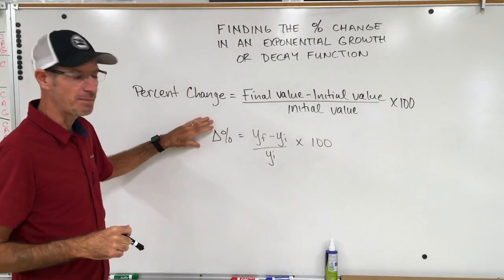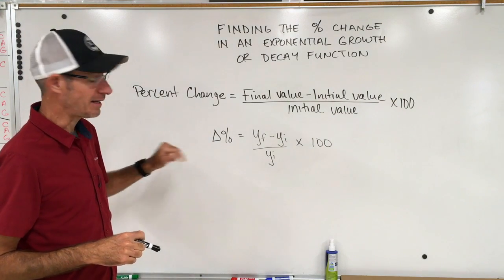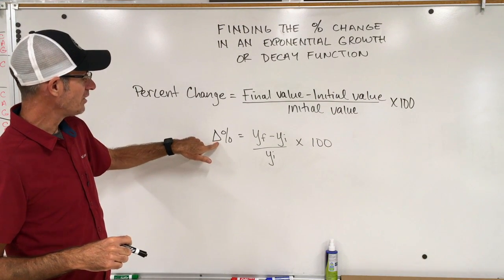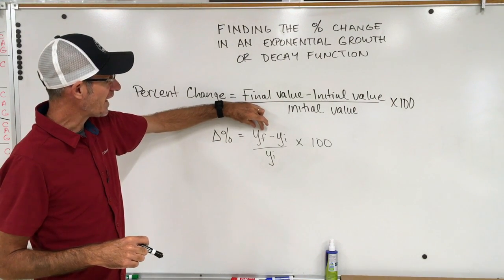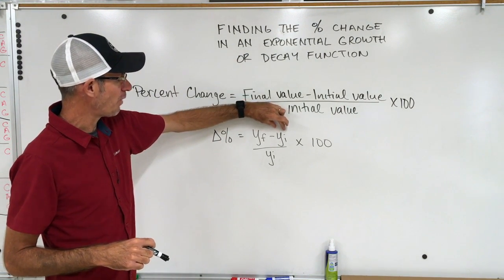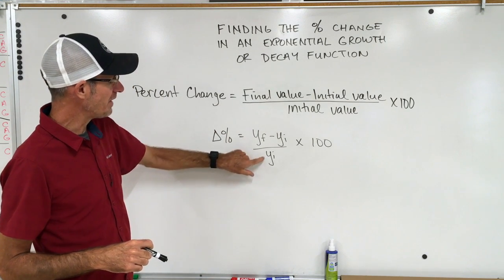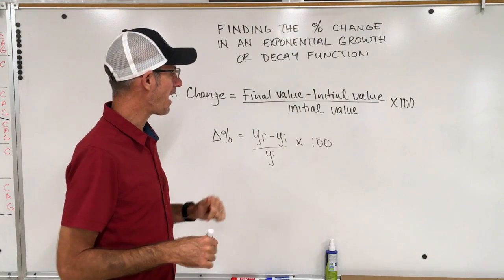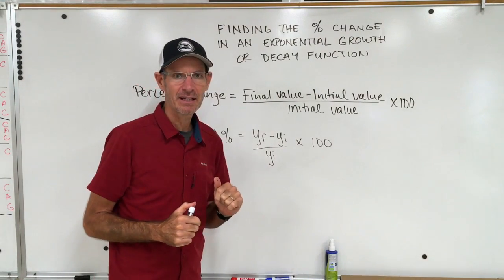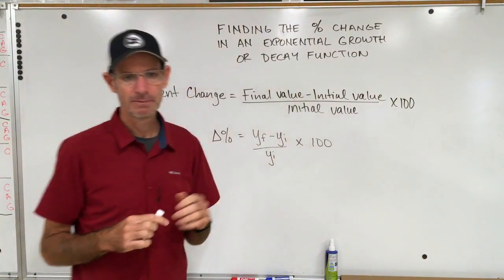So using variables, our formula is going to look like this. This means change, so the change in percent or the percent change is the final y value minus the initial y value divided by the initial y value, and that will give us a decimal. Then we multiply by 100, and that will give us the percent change.